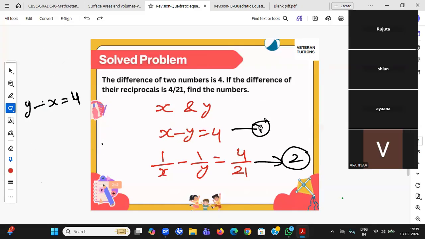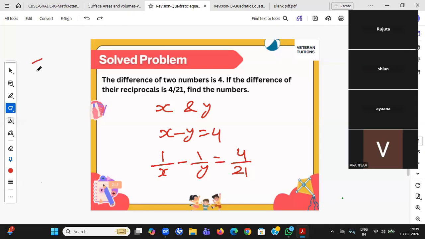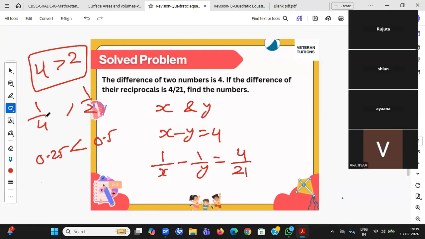Okay, you see? I'll give a small example. 5 is greater than 2. Okay, 4 is greater than 2. But if you inverse, 1 by 4 and 1 by 2, 1 by 4 is 0.25, 1 by 2 is 0.5. So if you are inverting, your 1 by 4 is less than 1 by 2. 4 is greater than 2, but when you inverse, it is less, beta.